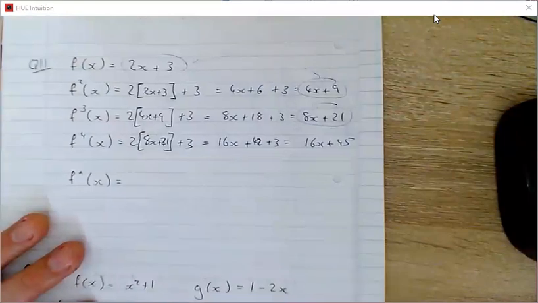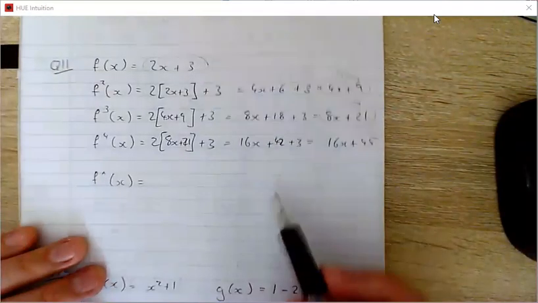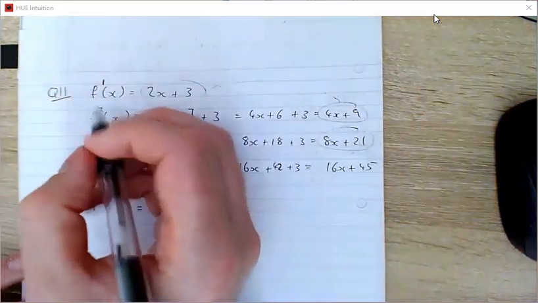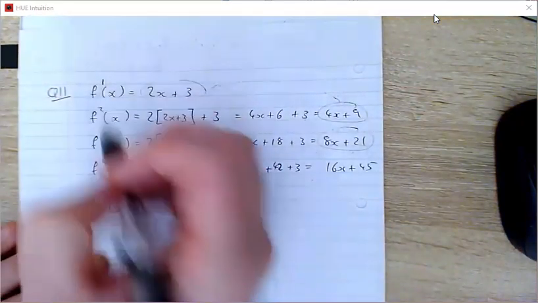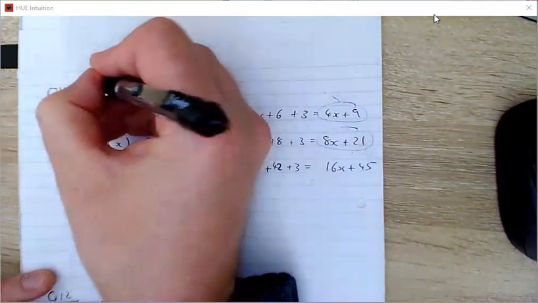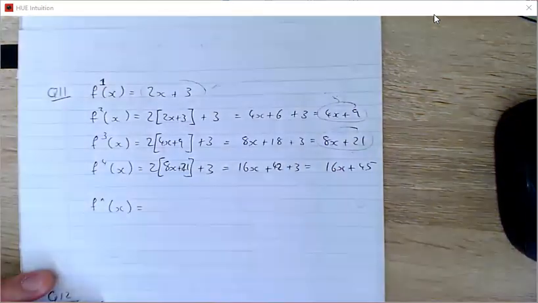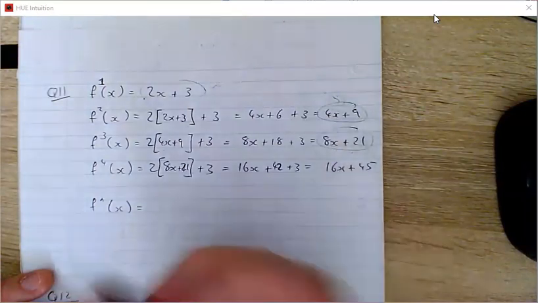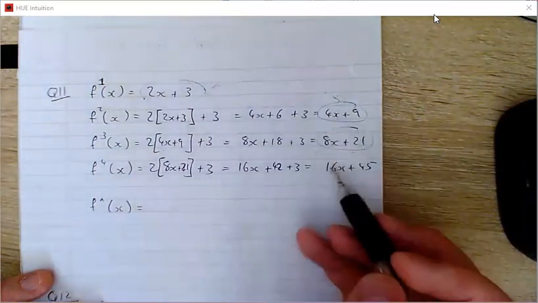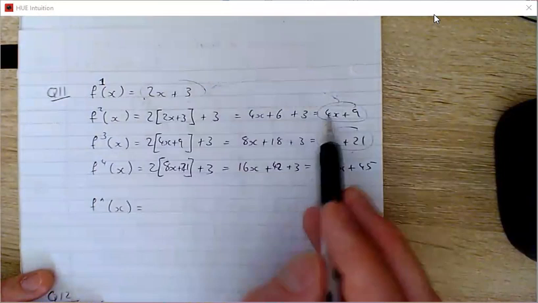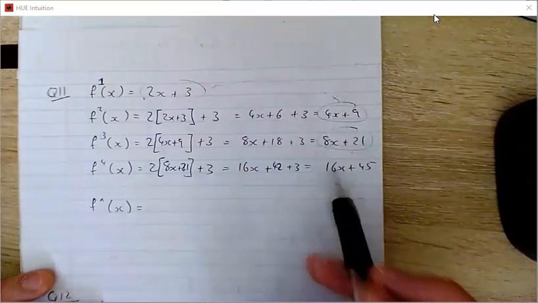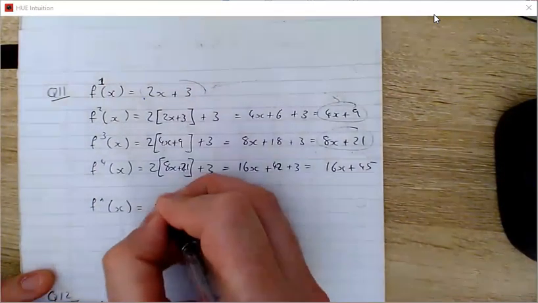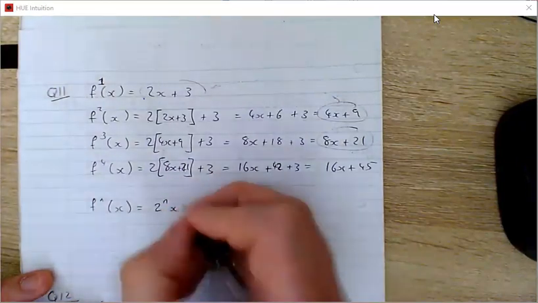Okay, and then the question says, well, for n of x, what do you get? So if you look at the pattern, this is f of 1 of x, if you like, and don't mix that up with prime for differentiating. F of 1, just make sure it's a 1. You go 2x, 4x, 8x, 16x. You can probably guess that you're doubling with each step here. So that's 2 to the power 1, 2 to the power 2, 2 to the power 3, 2 to the power 4. So you're going to get 2 to the power of n multiplied by x.